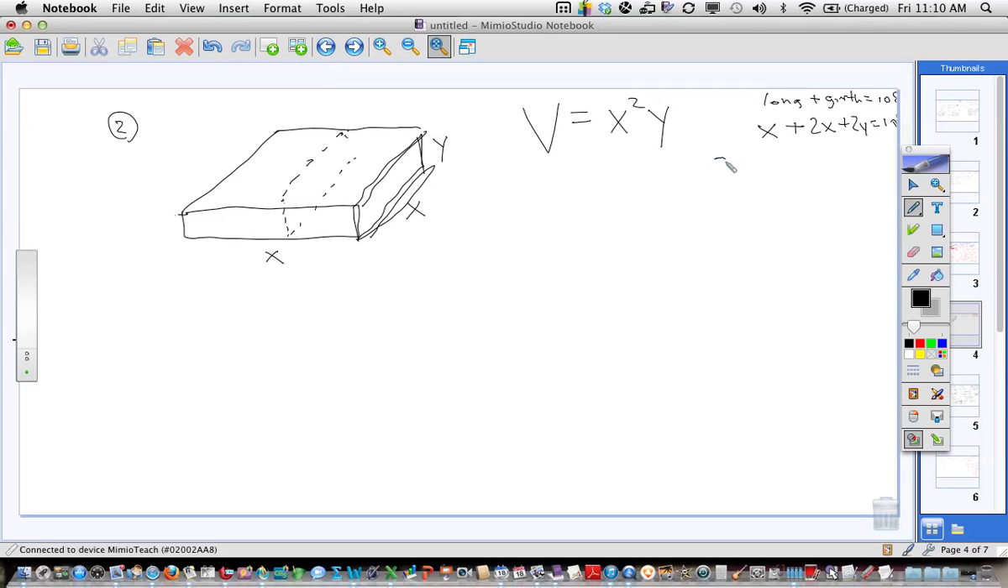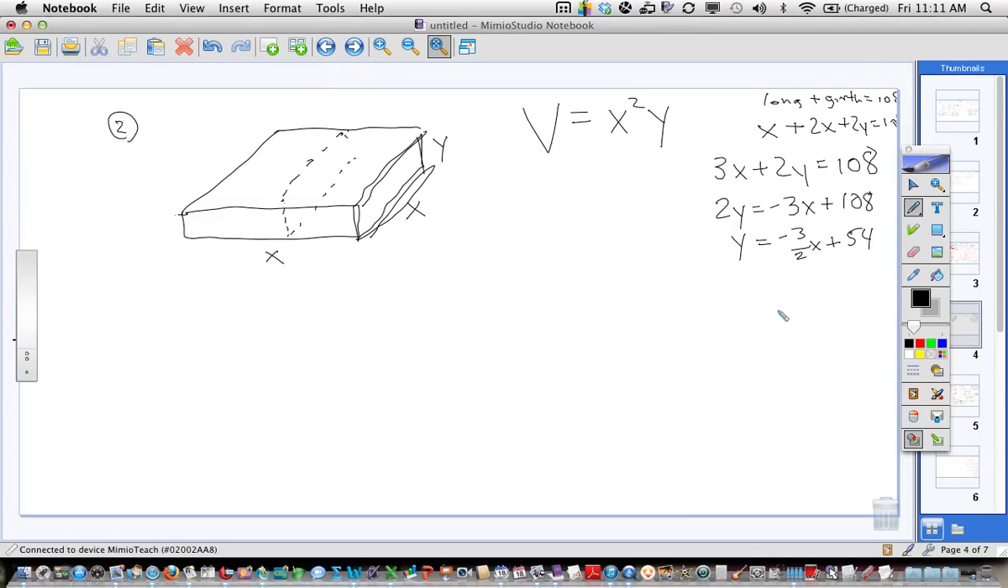So it's 3x plus 2y equals 108. So you can see it didn't matter which of those was the long side when it came to the girth of the package. All right, so we need to divide that. Let's just solve for y again since we did that last time. So we subtract the 3x. We divide by 2, so that'd be negative 3 halves x plus 54.